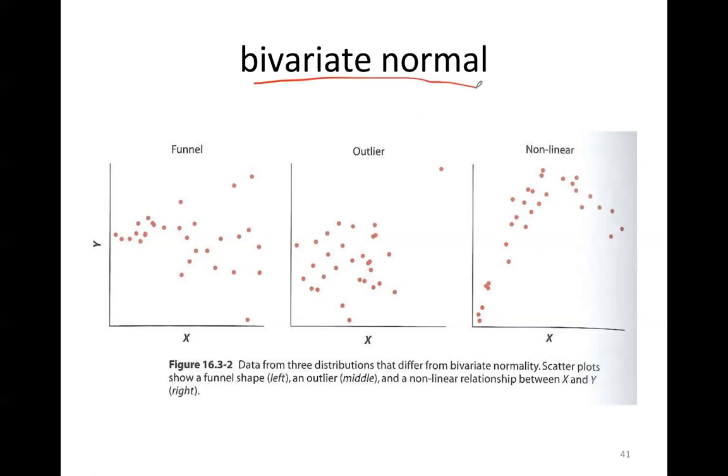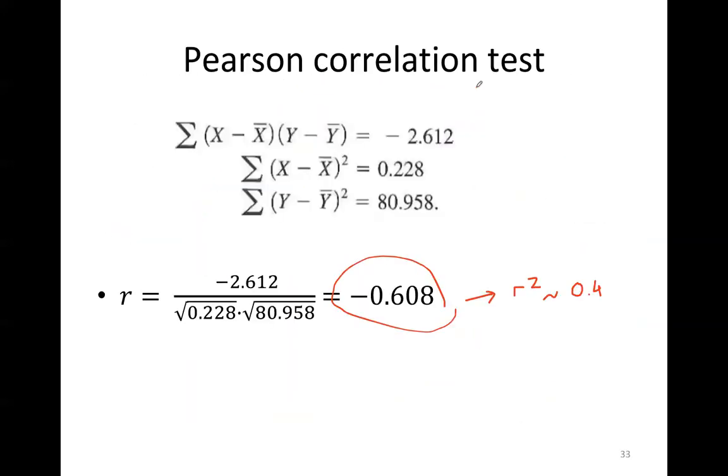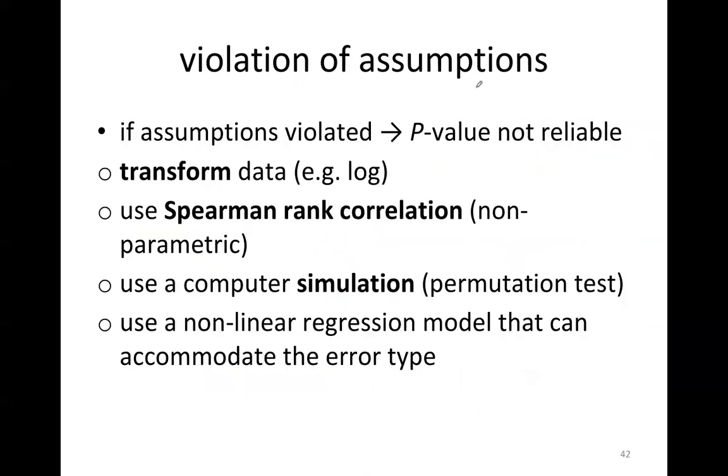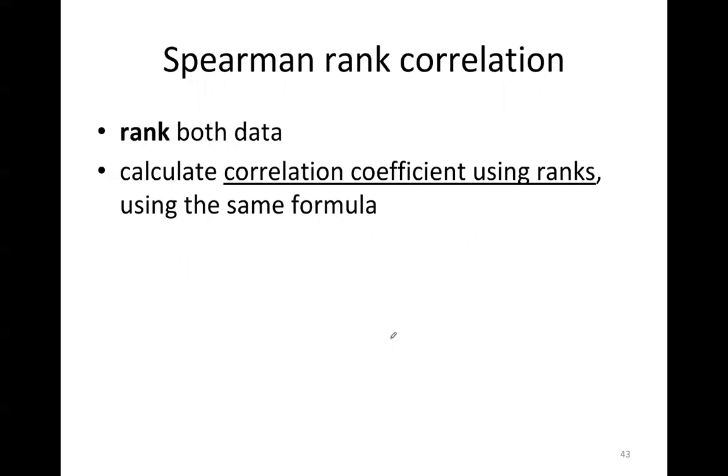In these cases, the Pearson correlation test, the p-value we would be calculating using the formulas here, would not apply. If the assumptions are violated, the p-value is not reliable. So we could try to transform the data. Sometimes transforming, like log transforming, might help. Or we can use a non-parametric correlation test. Spearman correlation is the most commonly used. We'll learn it in a second. It's correlation based on ranks. It's non-parametric, again, just like Mann-Whitney U. We could use computer simulations, a permutation test, or we can use some regression that allows for non-linear relationships.